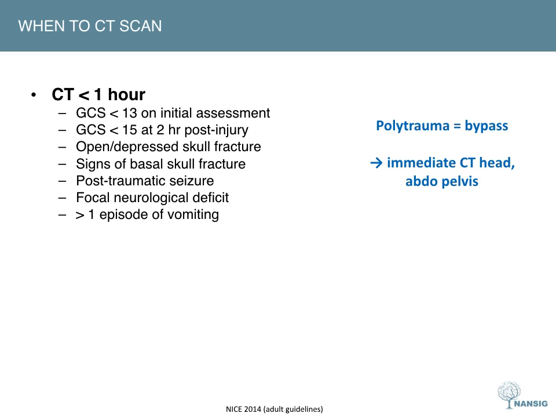Now, the specific criteria for when each of these should be performed largely follow common sense. So, if there's any major impairment in GCS, then patients will automatically qualify for a 1-hour CT head. Likewise, if there's any signs of bony trauma, such as an open or depressed skull fracture, this will also automatically warrant an immediate scan. Similarly, if there's any signs of basal skull fracture or functional problems, such as post-traumatic seizures, focal neurology, or repeated vomiting, then this will also immediately warrant a CT head.